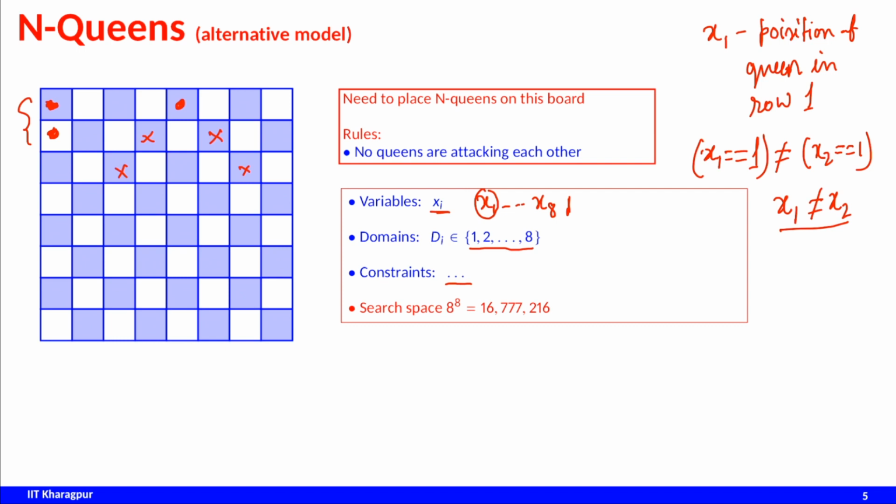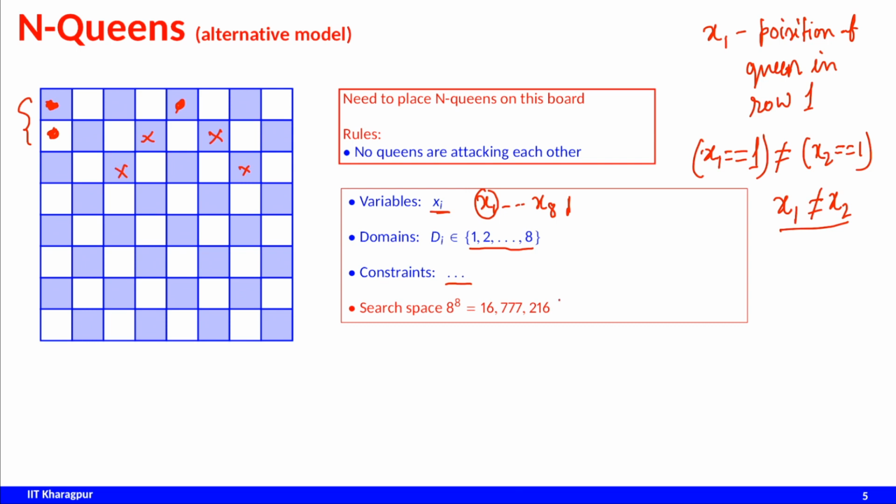Again we have to write a constraint in the similar manner, that we cannot put queens along the diagonal element. So I leave that constraint for you as an exercise. You can write those constraints. Now let us look into the other interesting thing.